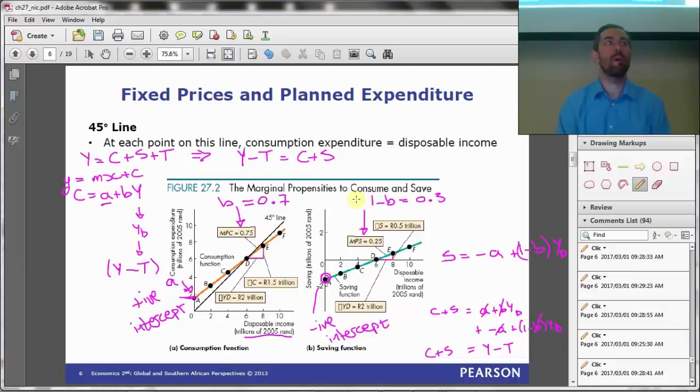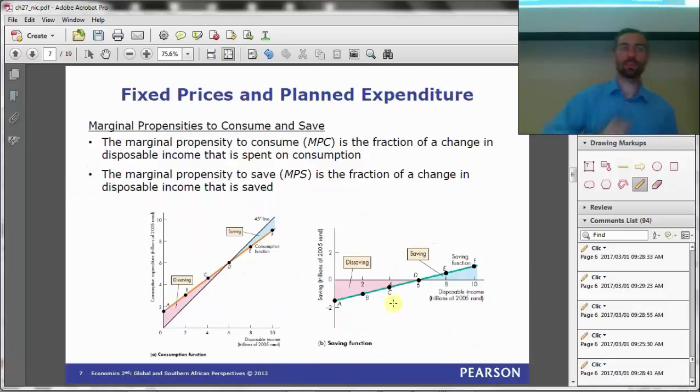Any questions? Everyone happy with that so far? Okay. So we've got a consumption function, we've got a savings function. Both of these functions are functions of disposable income. Disposable income means output, or Y, income, Y, minus T, taxes. I already mentioned that the slope of the consumption function is called the marginal propensity to consume. We represent that with the symbol B. It's the fraction of a change in disposable income that is spent on consumption.